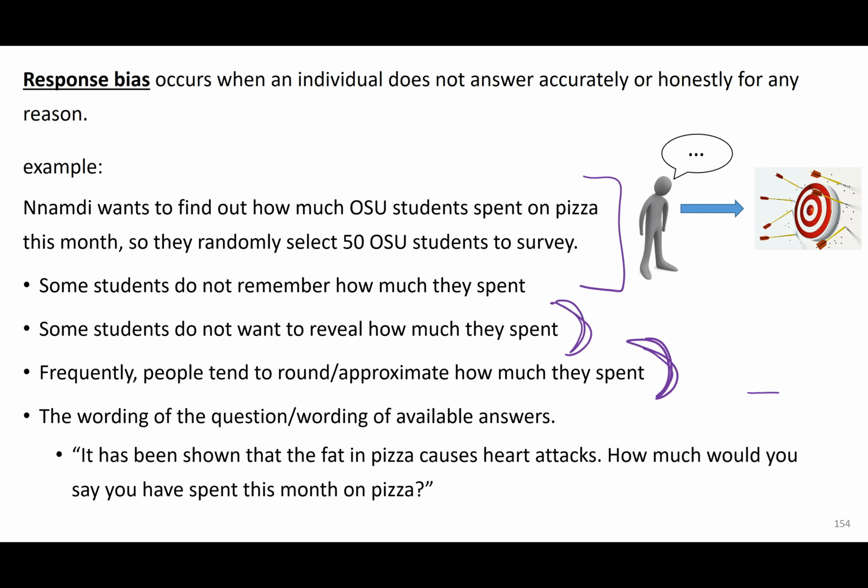So the wording of the question, as well as the available answer options. So you could say, oh, it's been shown the fat in pizza causes heart attacks. How much would you say you've spent on pizza this month? Like if you have a leading question, it can definitely influence the way people will respond. So you ideally will have a question that in itself is not going to lead the responders.